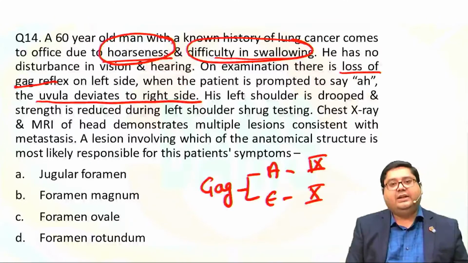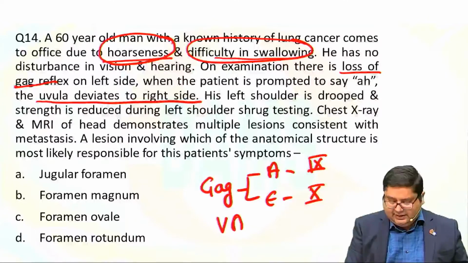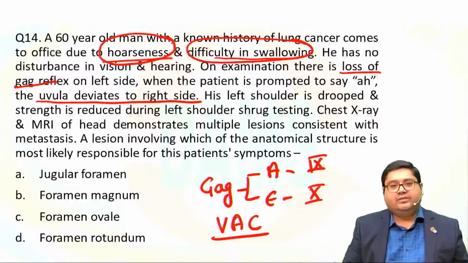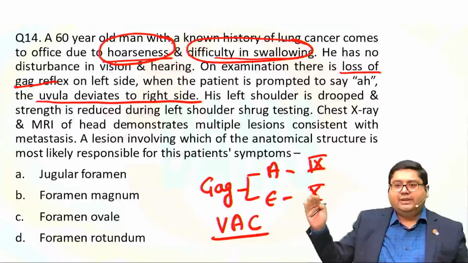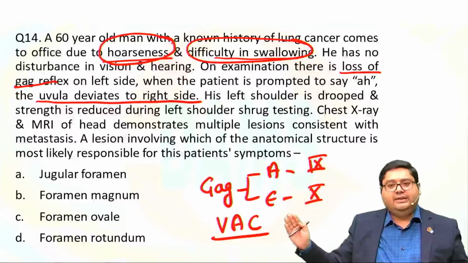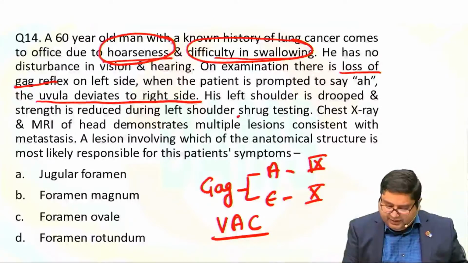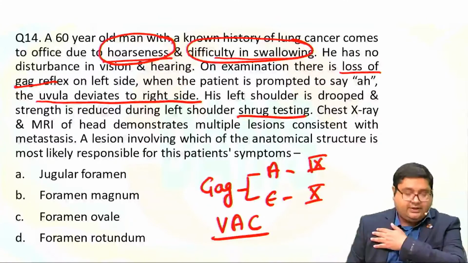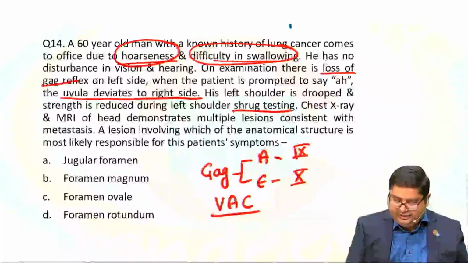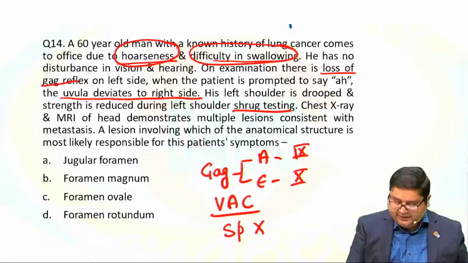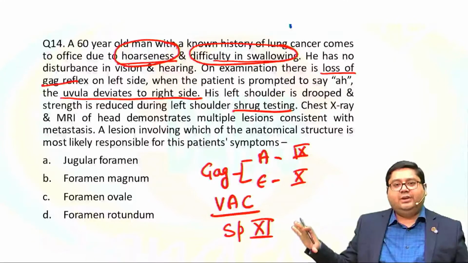That means palate involvement. Palate, pharynx, larynx means VAC is involved, because this VAC, vago accessory complex, is going to supply muscles of palate, pharynx, and larynx. And along with that, when you do the shrug testing, this is the shrugging, right? Shrugging is done by the trapezius, which is supplied by spinal accessory nerve. So this is the history given, okay?